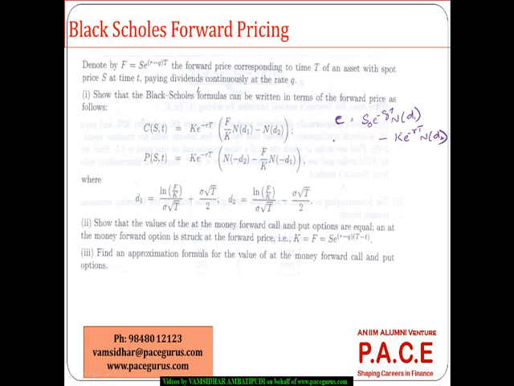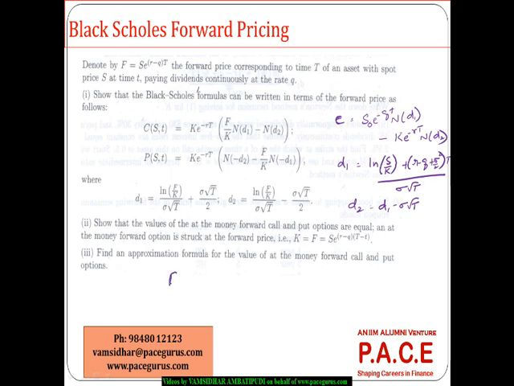So this is the typical price of the call option, and of course I know that d1 in case of a call option is log S by K plus (r minus q plus sigma squared by 2) times T, divided by sigma root T, correct? And of course d2 goes as d1 minus sigma root T. So this is what we have been using.